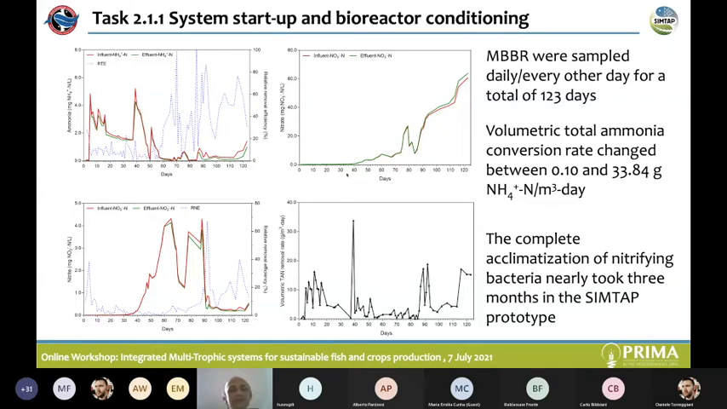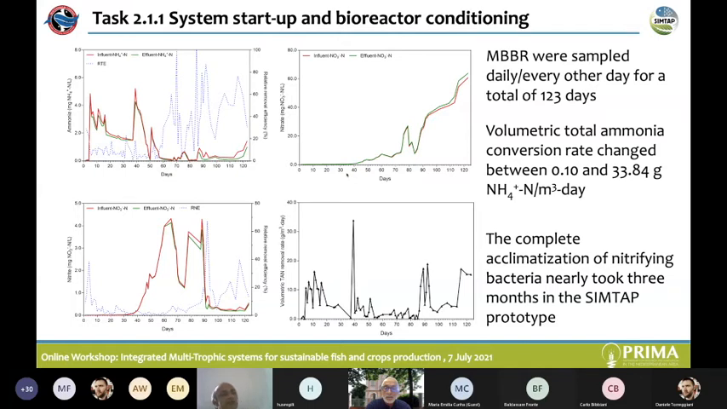European sea bass and gilthead sea bream were stocked at a density of about 7 kilograms per cubic meter and 9 kilograms per cubic meter on the 79th day of the experiment. Moving bed bioreactors were monitored daily or every other day for a total of 123 days.